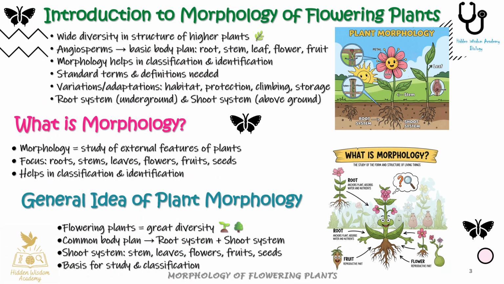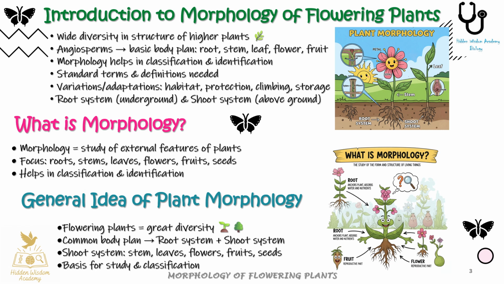Let's begin the introduction to Morphology of Flowering Plants. Flowering plants may look very different from each other, but all of them share the same basic body plan. This includes roots, stems, leaves, flowers, and fruits. The study of morphology helps us describe plants clearly, and it is very useful in classification and identification. Plants also show special modifications in their parts to adapt to different functions like climbing, protection, or storage. The plant body is divided into two main systems: the root system, which is underground, and the shoot system, which is above the ground. Now let me ask you a question.